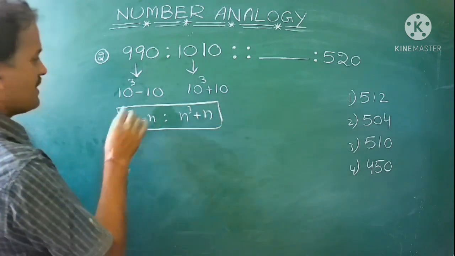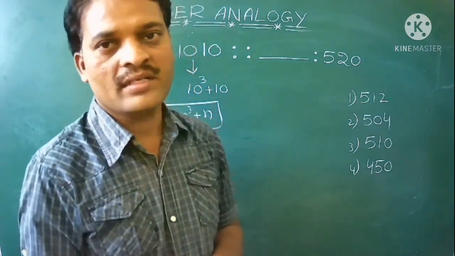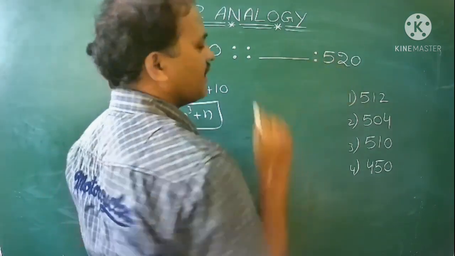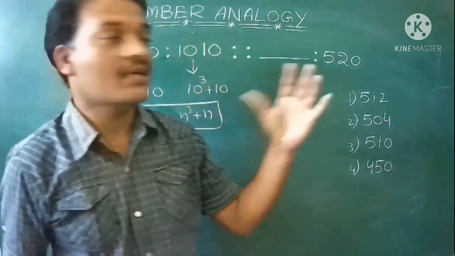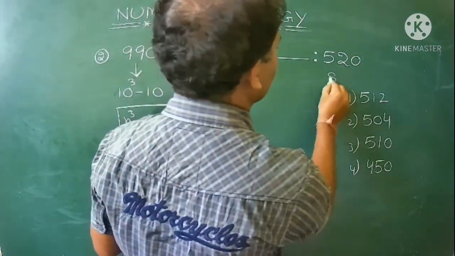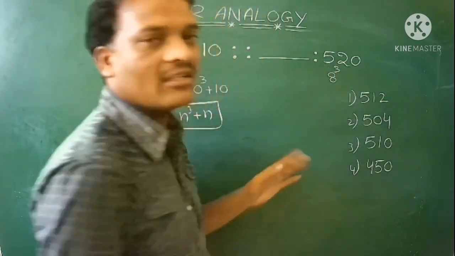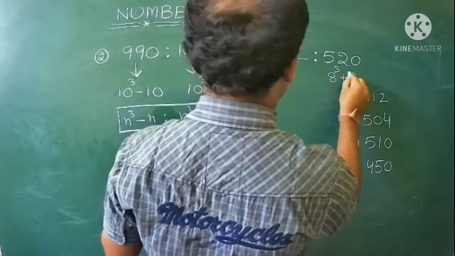So first of all, you need to observe which relation it is. So definitely you will get more. Now if it is 520, it means it is nearer by. So this is in which cube? That is nothing but 8 cube, no? So 8 cube is nothing but 512. So plus 8 will be.